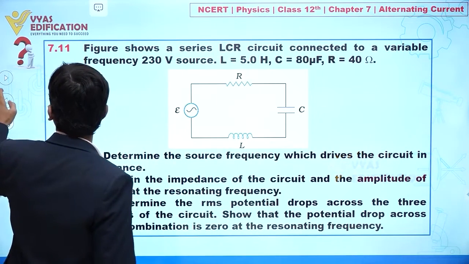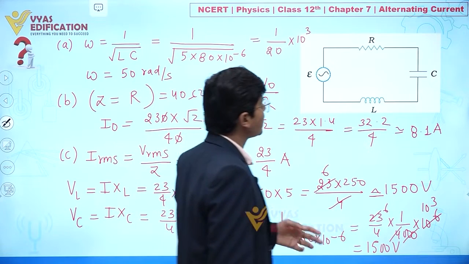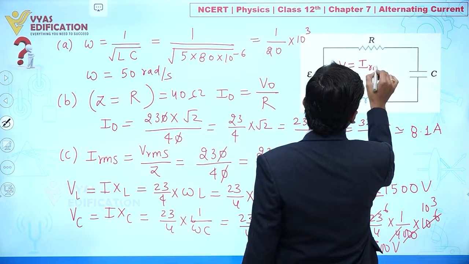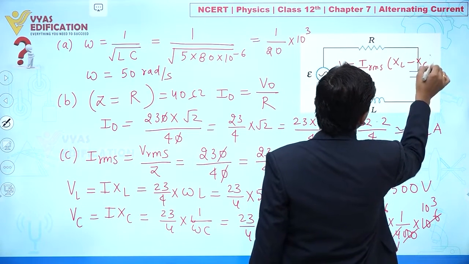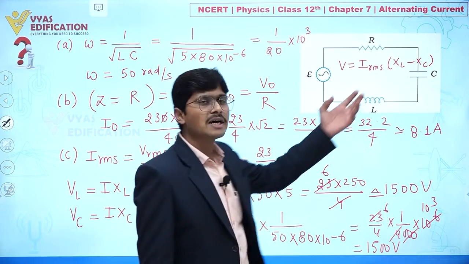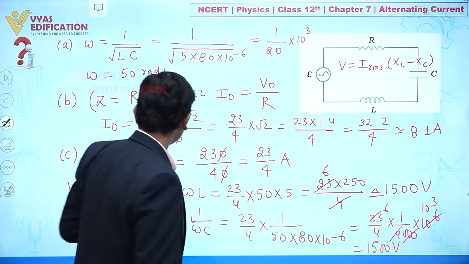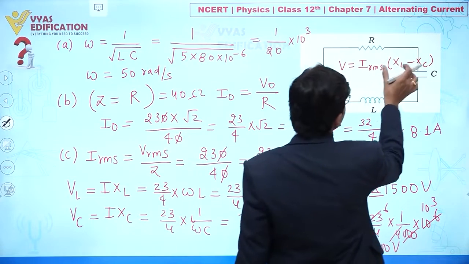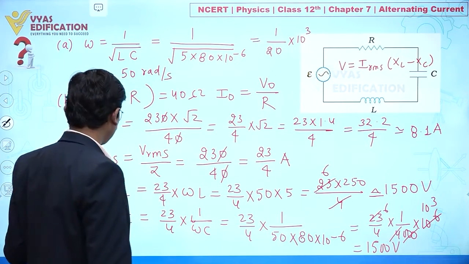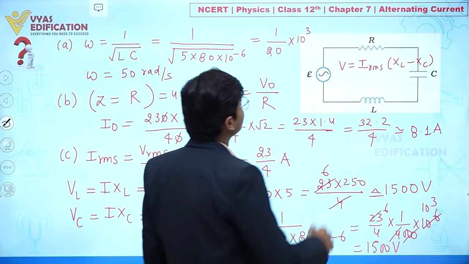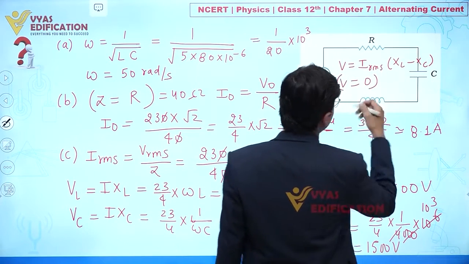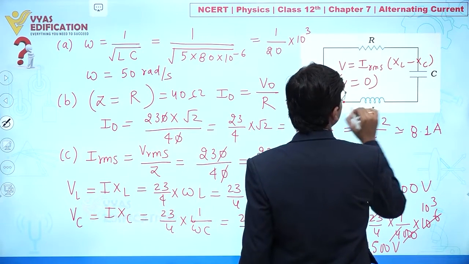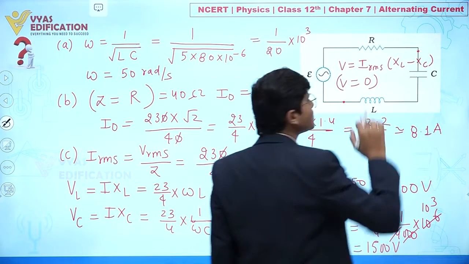If I am talking about the potential drop across the LC combination, directly you can say it is given by IRMS and XL minus XC, because both are in opposite phase. Now we can say VL minus VC is equal to 0, because IRMS into XL is VL and IRMS multiplied by XC is VC. So the potential drop across the LC circuit, taking one point and another point here, is 0.